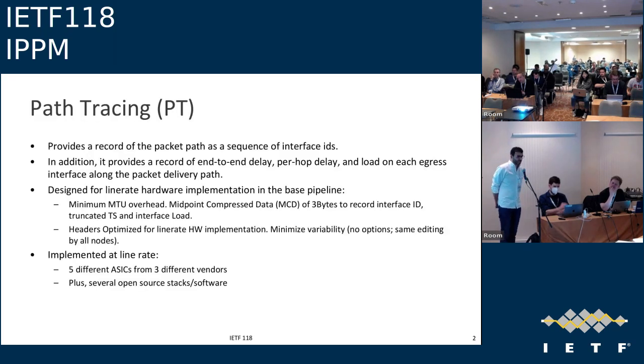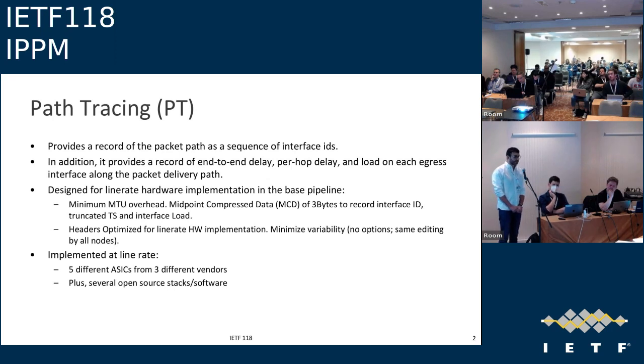Next slide, please. So quickly, because it's a lightning talk, what is path tracing? It provides you a record of the packet path as a sequence of interface IDs. In addition to that, we provide a record of the end-to-end delay per hop and also the load on each egress interface along the packet delivery path. A very key element of path tracing presented in this draft is the design that was made for hardware implementation in the base forwarding pipeline. In order to achieve that, we seek the minimum MTU overhead, and every node along the path is going to record what is called midpoint compressed data with just 3 bytes of data that include the interface ID, a truncated timestamp, and an indication of the load.